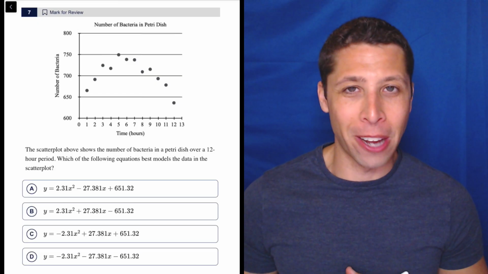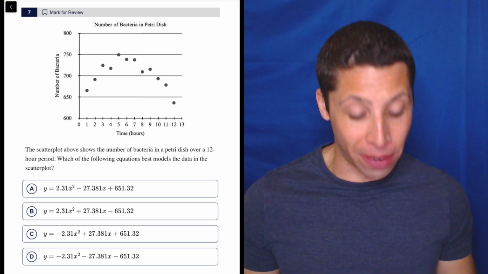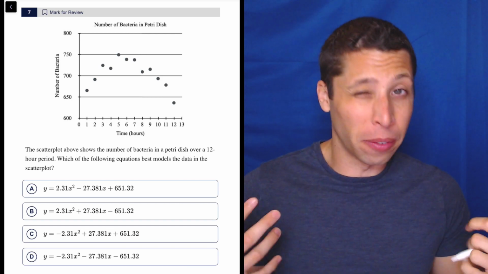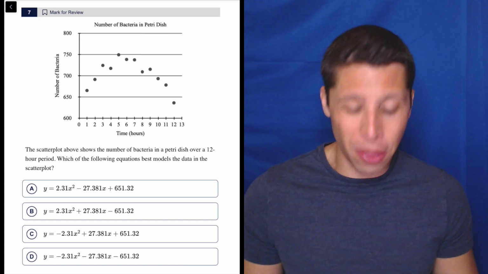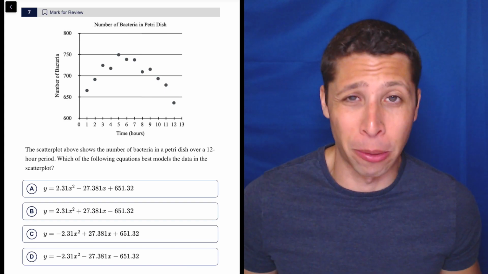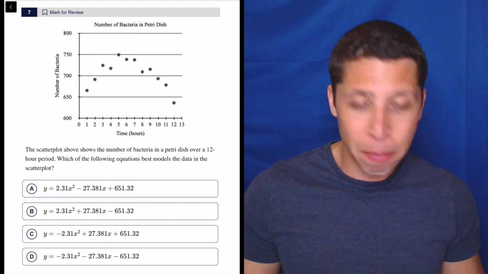This is such a great question. It looks like it's going to be really, really hard, right? We have the scatter plot, there's a little bit of a story, and then when we look at the answers, there's these crazy numbers, 2.31. Like we just don't like decimals, right? They kind of make us nervous. But none of it matters.